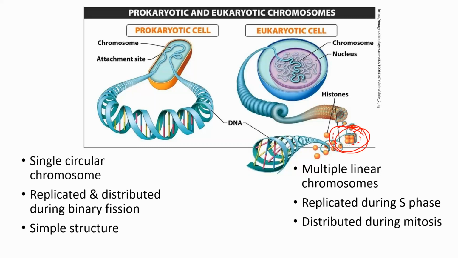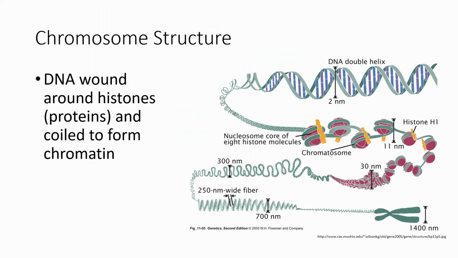Your DNA for a eukaryotic cell is replicated during S phase, which is part of the cell cycle, and if you don't remember it, we're going to be talking about that in a moment. And then it's distributed during mitosis. Mitosis is strictly the nuclear division part. So what happens when you have mitosis about to happen is your chromosomes condense.